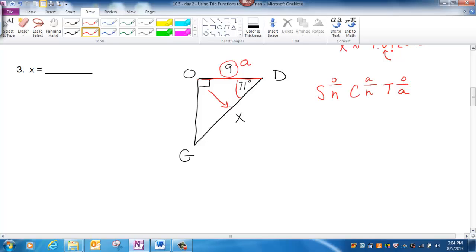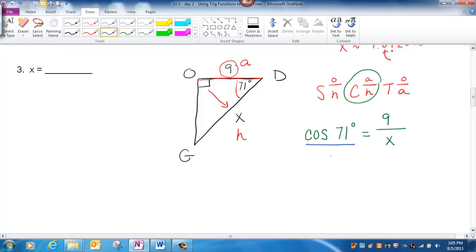And the x is across from the right angle, so it's the hypotenuse, so it gets an H. Okay, so which one of these trig functions, sine, cosine, or tangent, uses adjacent and hypotenuse? Cosine. So you're going to say cosine of 71 degrees equals adjacent, which is 9, over hypotenuse, which is x.